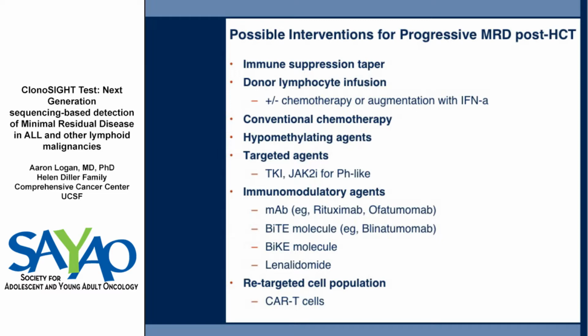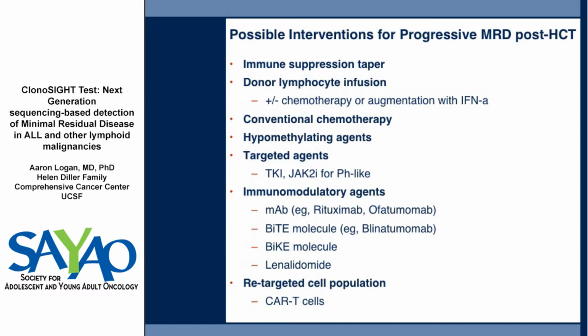We might use hypomethylating agents to increase expression of alloantigens. That might have some stimulatory effect for GVL. We can use targeted agents for relevant molecular lesions, TKIs, JAK2 inhibitors for the Ph-like and so forth. There are antibodies that we can consider using that are readily available: rituximab, ofatumumab, inotuzumab. Eventually, when blinatumomab gets its approval, many of us are excited about the potential of using this post-transplant.